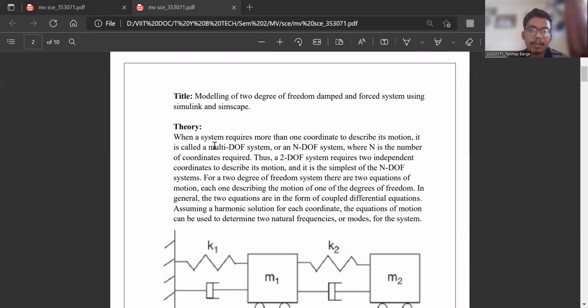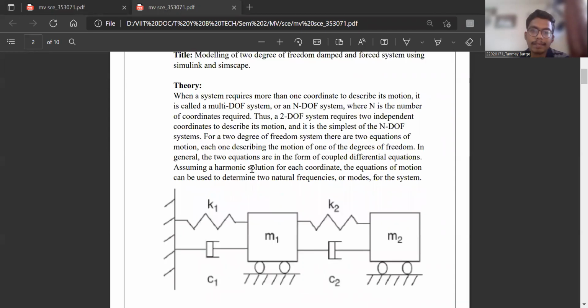When a system requires more than one coordinate to describe its motion, it is called a multi-degree of freedom system or n degree of freedom system, wherein n is the number of coordinates required. Thus a 2 degree of freedom system requires two independent coordinates to describe its motion. For a 2 degree of freedom system, there are two equations of motion, each one describing the motion of one of the degrees of freedom.